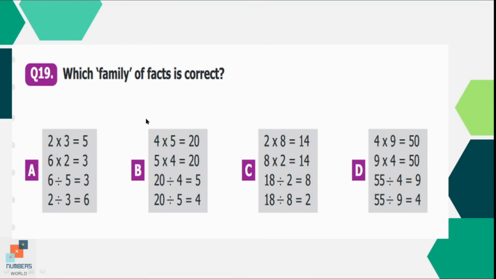So option B is the correct one because 4 5s are 20, 5 4s are 20, 20 divided by 4 is equal to 5 and 20 divided by 5 is equal to 4. All 4 equations in option B are correct. So that is the correct one.